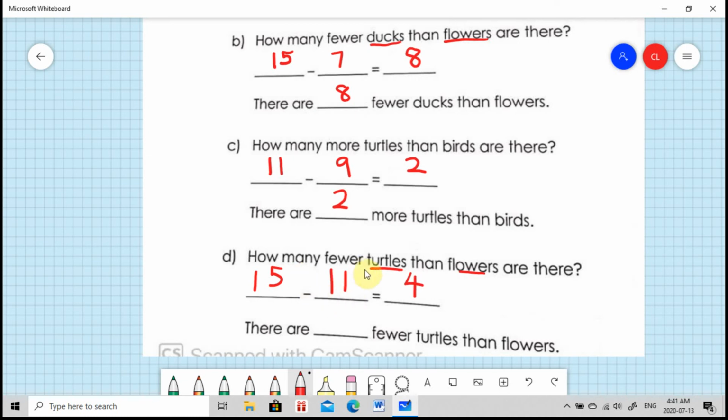So we know that there are fewer turtles than flowers. But how many fewer? 4 fewer turtles. So there are 4 fewer turtles than flowers. Or you can say there are 4 more flowers than turtles, because there are more flowers. But here you just write down there are 4 fewer turtles than flowers.